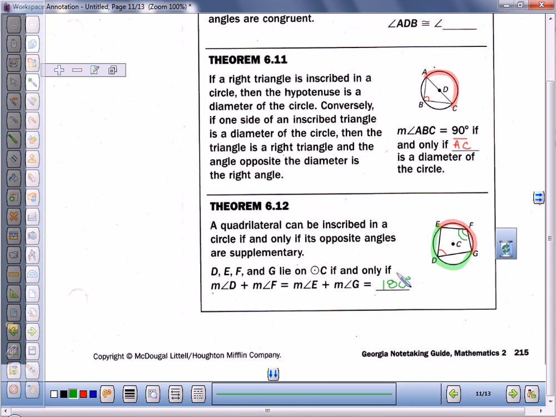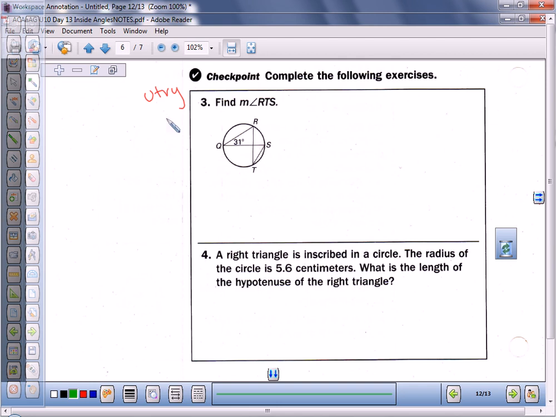Okay, let's try some problems. You try 3 and 4 at the bottom of the next page.